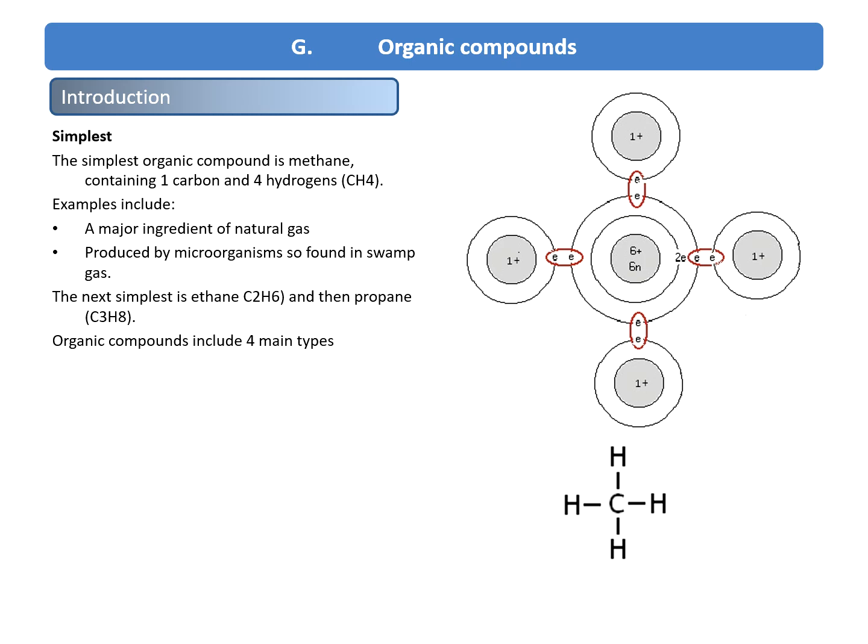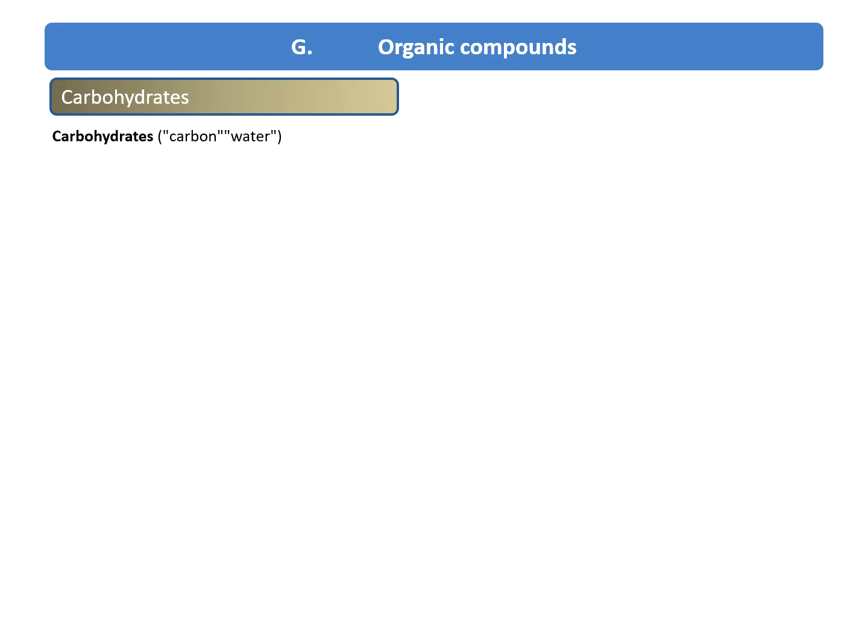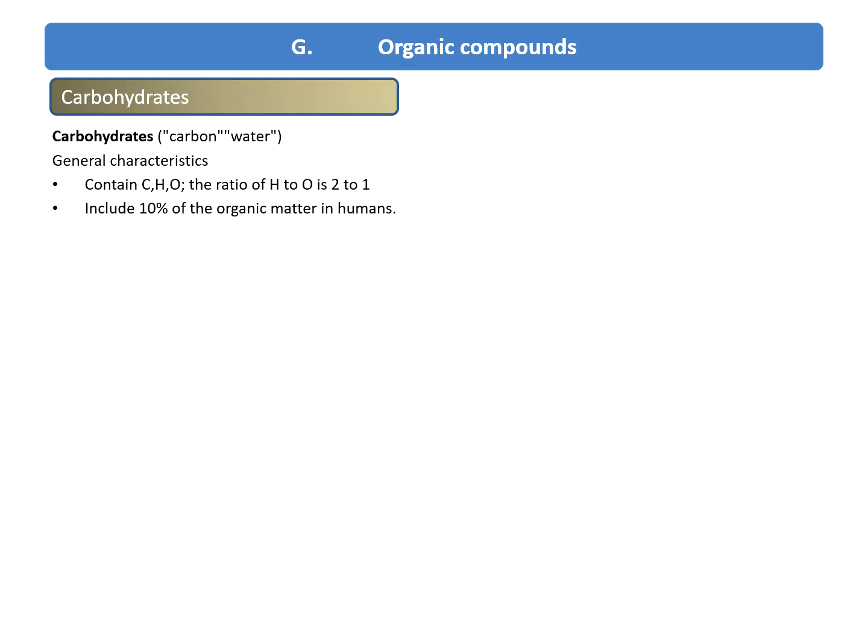Organic compounds include 4 main types: carbohydrates, lipids, proteins, and nucleic acids. In describing these, I will list a general function to serve as a frame of reference in understanding the organic compounds. Carbohydrates, the word comes from carbon and water, hydrate, has certain general characteristics. It contains carbon, hydrogen, and oxygen, and the ratio of hydrogen to oxygen is 2:1, as it is in water. It includes roughly 10% of the organic matter in humans.